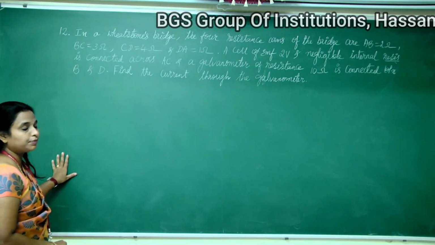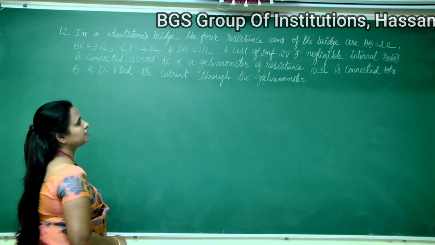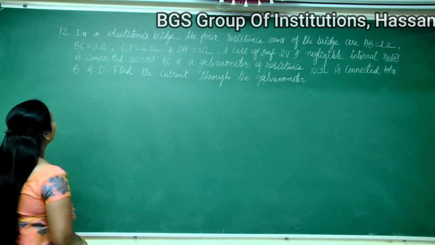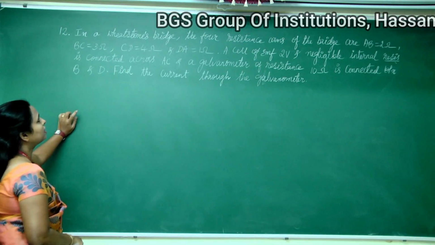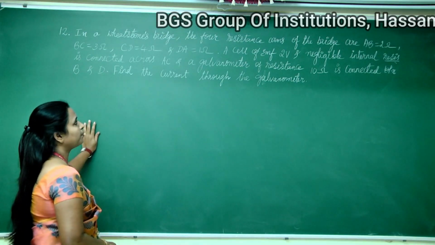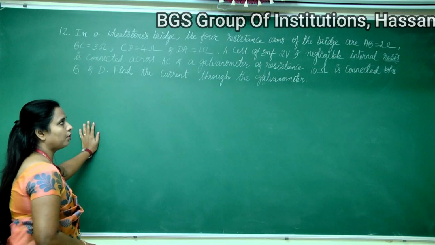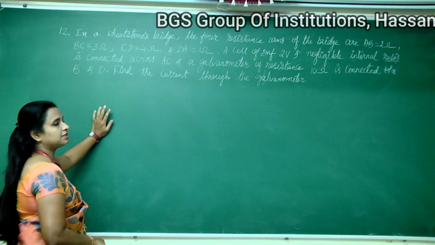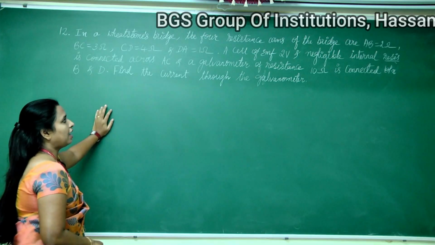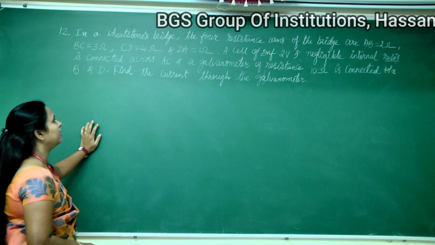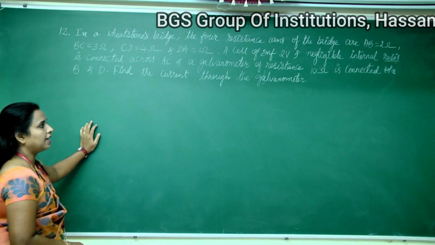In a Wheatstone's bridge, the four resistance arms of the bridge are AB equals 2 ohm, BC equals 3 ohm, CD equals 4 ohm and DA equals 1 ohm. A cell of EMF 2 volt and negligible internal resistance is connected across AC and a galvanometer of resistance 10 ohm is connected between B and D. Find the current through the galvanometer.